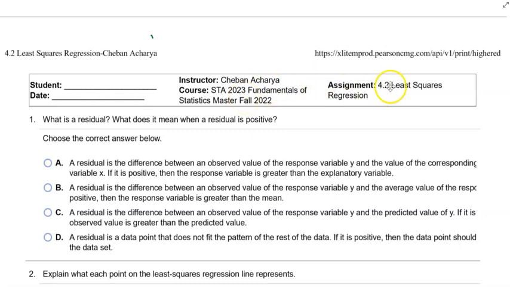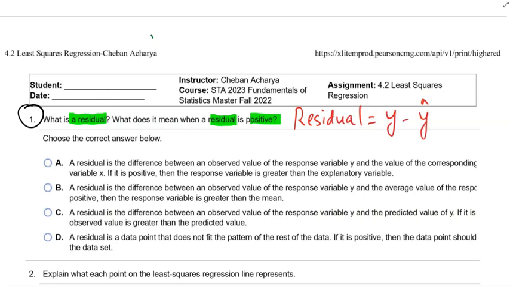The topic is least square regression. Question number 1. What is residual? What does it mean if residual is positive? Residual could be positive and negative. The residual formula is going to be y minus y hat. We call it y hat, read as y hat. And this y is called observed value.